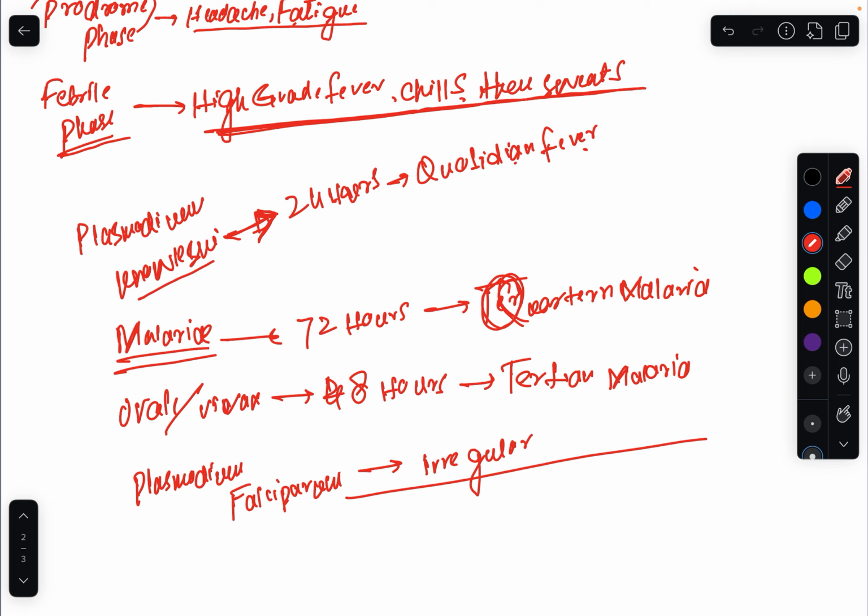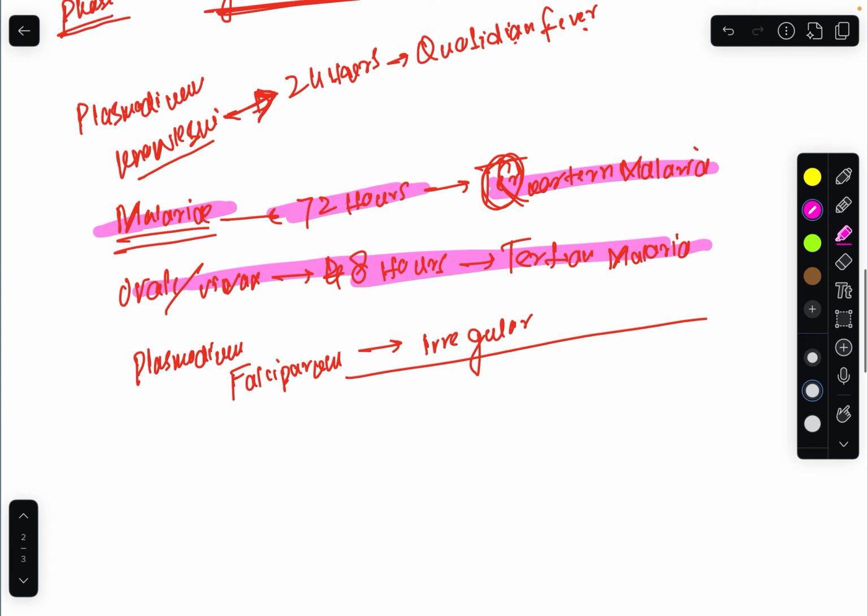If the fever episodes occur every 24 hours, this is known as quotidian fever, and it occurs due to Plasmodium knowlesi. If the febrile episode occurs every 48 hours, it is due to ovale and vivax, and this is known as tertian malaria. And if it occurs every 72 hours, then this is due to Plasmodium malariae, and it is known as quartan malaria. And if there is no pattern of fever, it occurs irregularly, then this is due to Plasmodium falciparum.